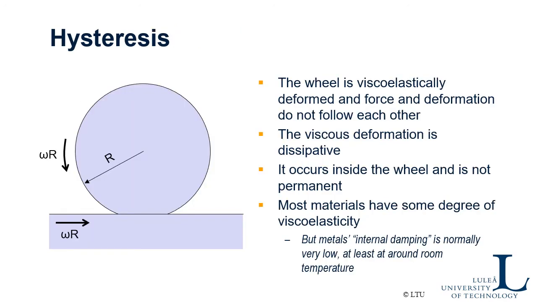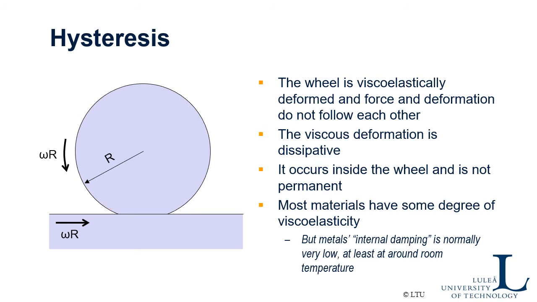So, what is happening then when you have a wheel made of something viscoelastic? Well, as I said, the deformation and the force don't follow each other, and the viscous deformation is dissipative, and this is occurring inside the wheel, and everywhere where you have a deformation, it doesn't follow the force maximum.